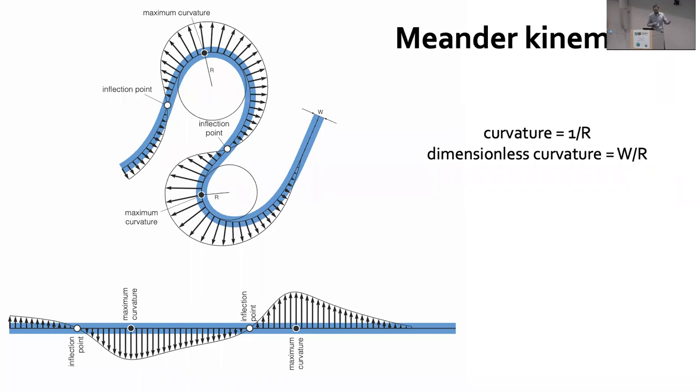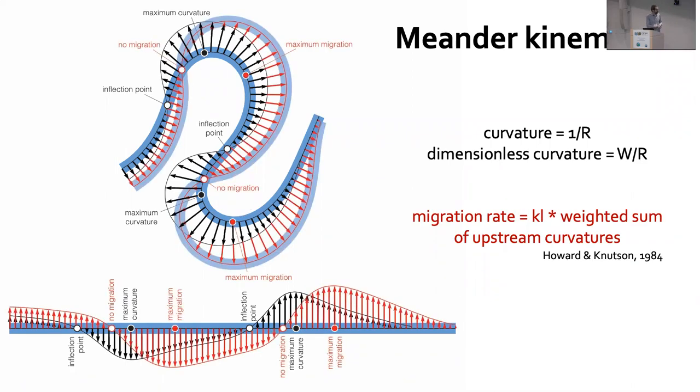So let's do this in a bit more scientific way, although in a pretty basic manner. These are just some plots. Here is curvature plotted, the curvature vectors plotted in black for two bends. Needless to say, curvature is not constant. It goes from zero at the inflection point and reaches the maximum and so on. Now, if you use the Howard and Knudsen style model, a weighted sum of upstream curvatures, then we get the migration rate, which looks like this. And you can see in this plot very nicely that migration rate, just as we saw, is shifted downstream relative to curvature.